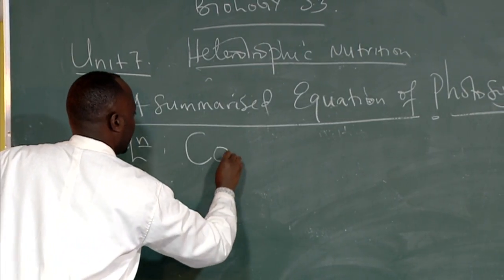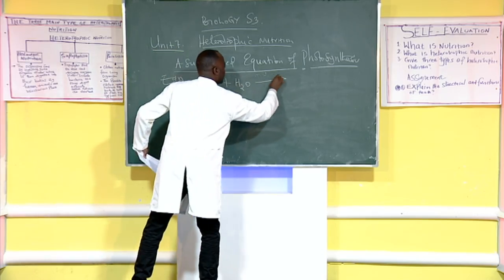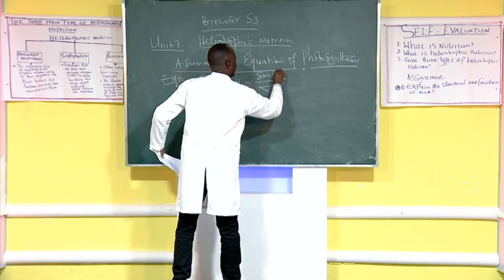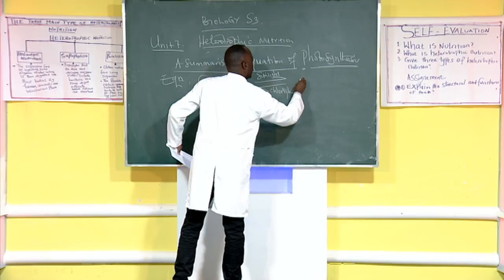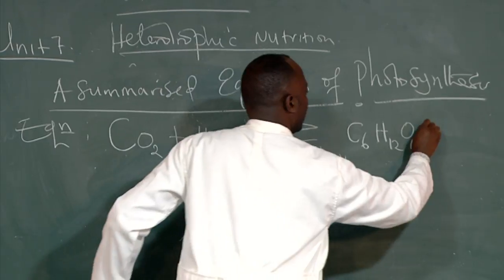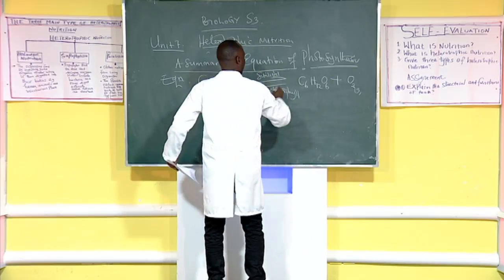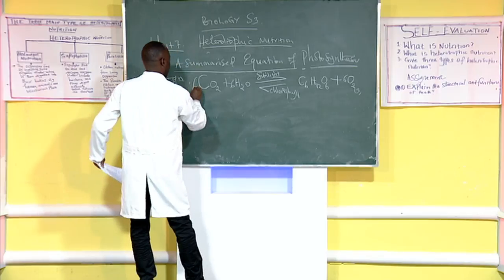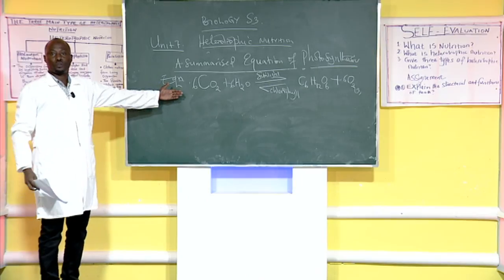You have carbon dioxide plus water in the presence of sunlight energy and chlorophyll, giving C6H12O6 plus oxygen, which is given out as a byproduct. Remember to balance the equation: 6, 6, 6. Yes, students, that is the equation of photosynthesis.